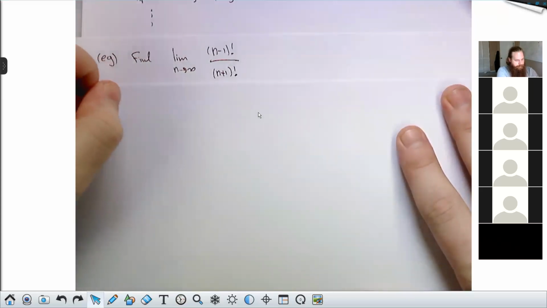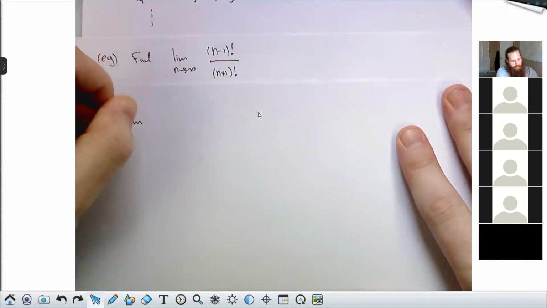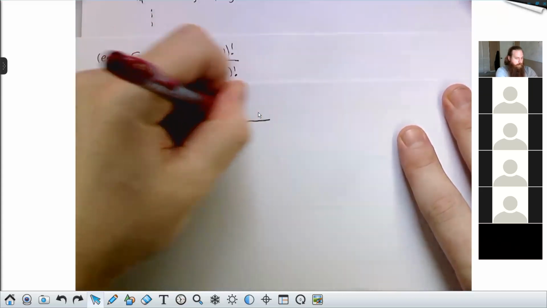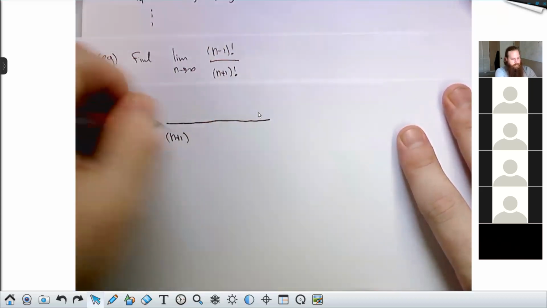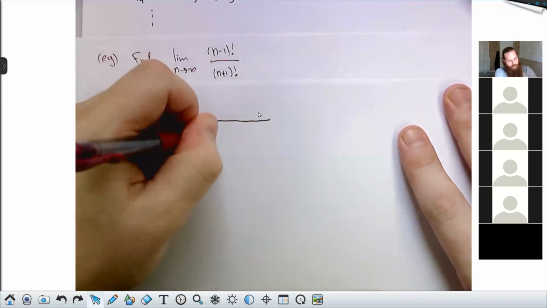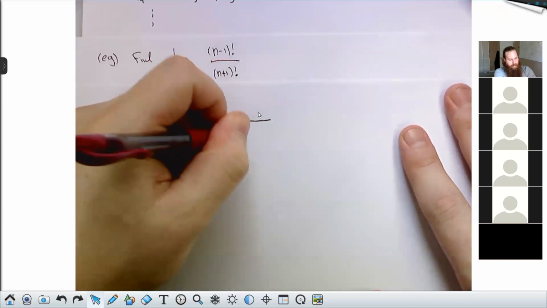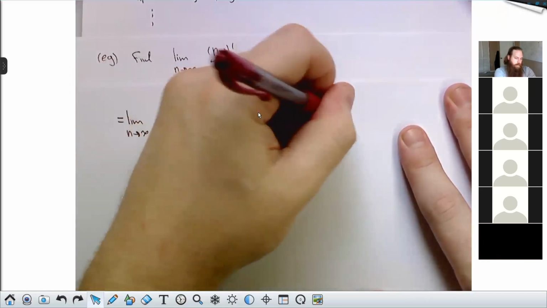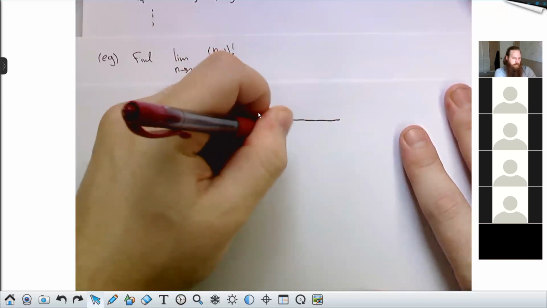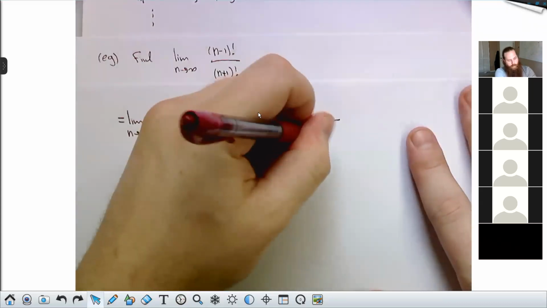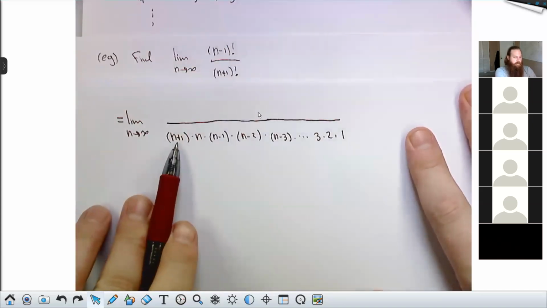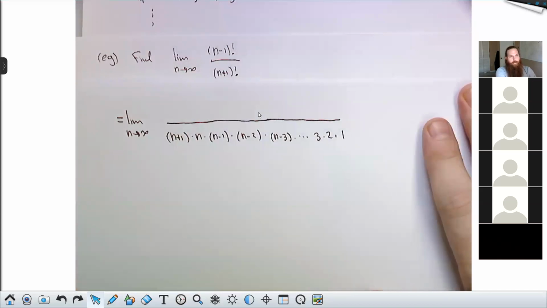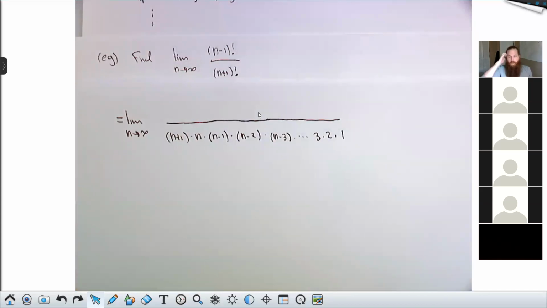So here, this is the limit as n goes to infinity of, we'll do the bottom first. N plus 1 factorial is n plus 1 times n times n minus 1 times n minus 2 times n minus 3 times, and you go all the way down to 1. So the factorial of anything is that thing times that thing minus 1 times that thing minus 2. It's the product of all the positive numbers less than or equal to that thing.